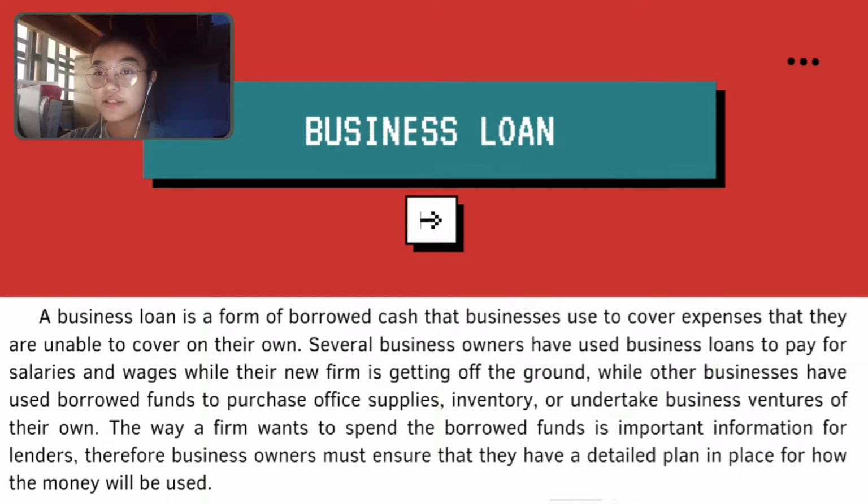First, let us tackle business loans. A business loan is a form of borrowed cash that businesses use to cover expenses that they are unable to cover on their own. Several business owners have used business loans to pay for salaries and wages while their new firm is getting off the ground, while other businesses have used borrowed funds to purchase office supplies, inventory, or undertake business ventures of their own. The way a firm wants to spend the borrowed funds is important information for lenders. Therefore, business owners must ensure that they have a detailed plan in place for how the money will be used.